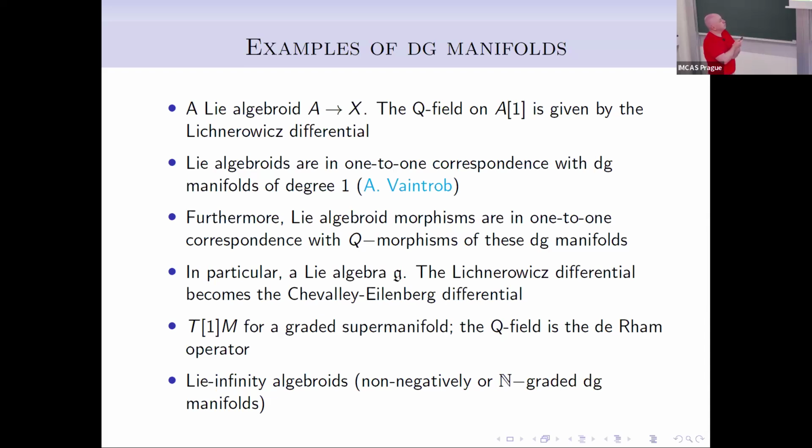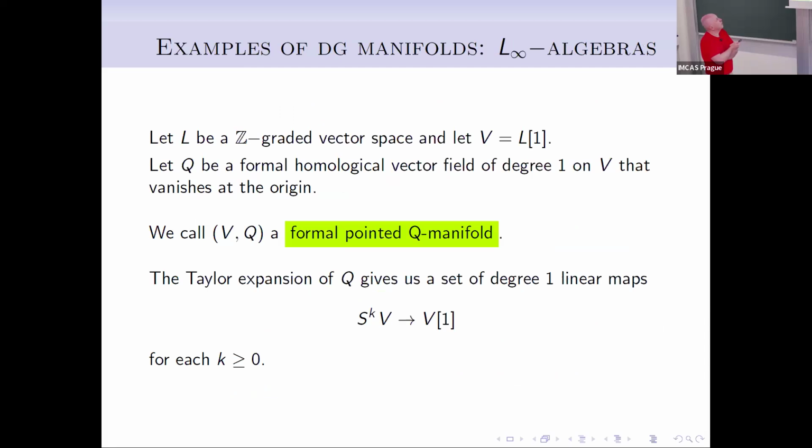Also, Lie infinity algebroids, in my notations, are non-negatively graded or N-graded DG manifolds. So it's a generalization of a Lie algebroid, like in the Chevalley-Eilenberg direction. But there's also another direction. Well, I will talk about this later.